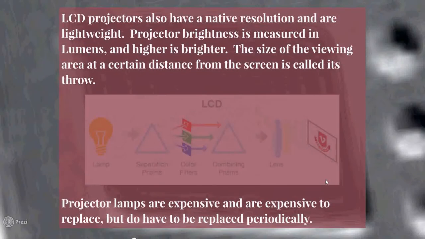LCD projectors also have a native resolution and are fairly lightweight. Projector brightness is measured in lumens, and the higher the number of lumens, the brighter, and I would consider that better as well. The size of the viewing area at a certain distance from the screen is called its throw. Projector lamps, however, are expensive to replace, but they do have to be replaced periodically, so keep that in mind when you're considering cost.